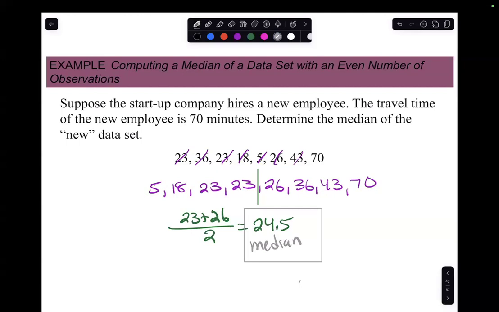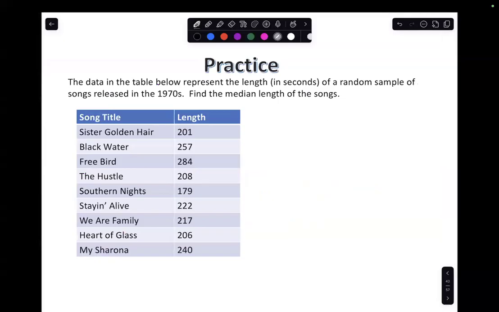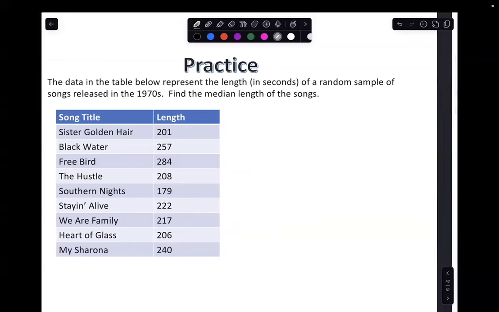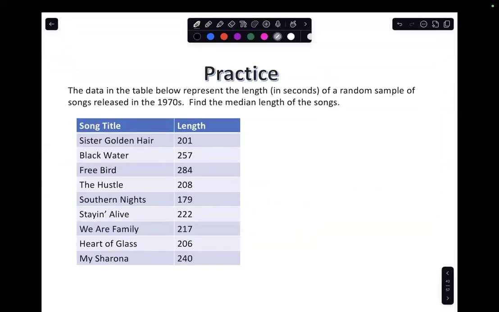Questions so far? Are we doing okay? You ready to do one on your own? Okay. Let's do this right here. This is the length in seconds of a random sample of songs released in 1970. I love that they used 1970. There's some good songs in 1970. We need to order them from smallest to largest. I'll do that part, and then you can find the median.